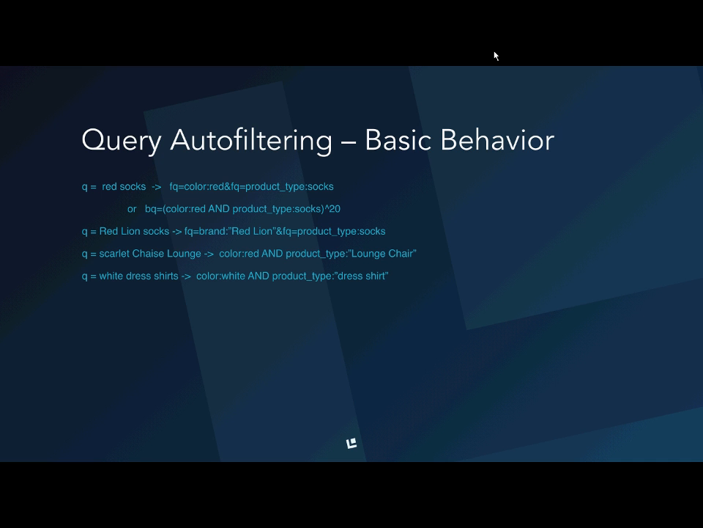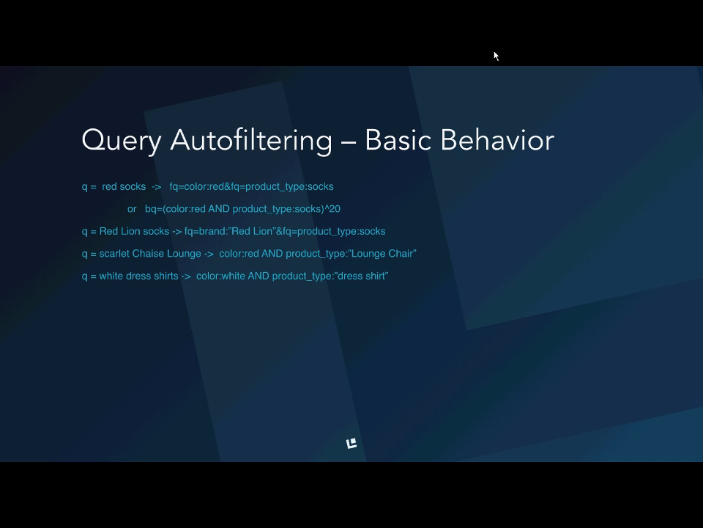So it will only come up with the FQ brand as Red Lion and product type socks. It even works fine if you search "blue Red Lion socks", for example, because then blue is a color, Red Lion is a brand, and socks is a product type. But what if you search for purple socks and there are no purple socks in the database? What should it do? Well, the filter query will return 0 results, which is actually correct.